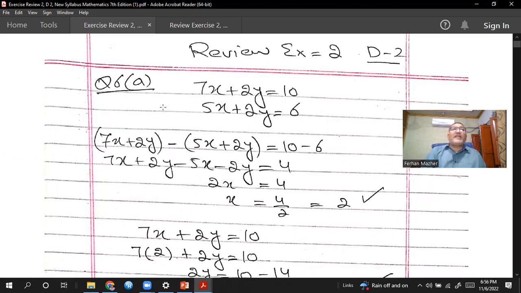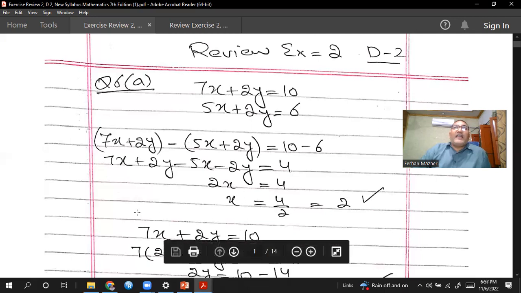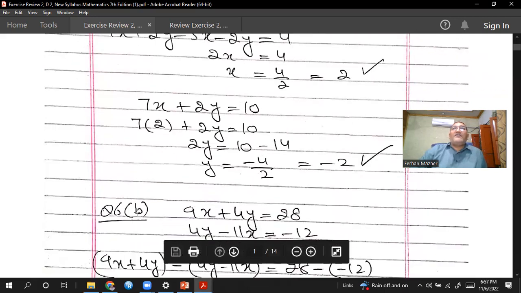So we will open that bracket. You will have 7x plus 2y minus 5x minus 2y equals 4. So minus 2y plus 2y will cancel. You will have 7x minus 5x, 2x equals 4. So x equals 4 by 2, so x equals 2. Now, once you have the value of x, I can find the value of y simply.